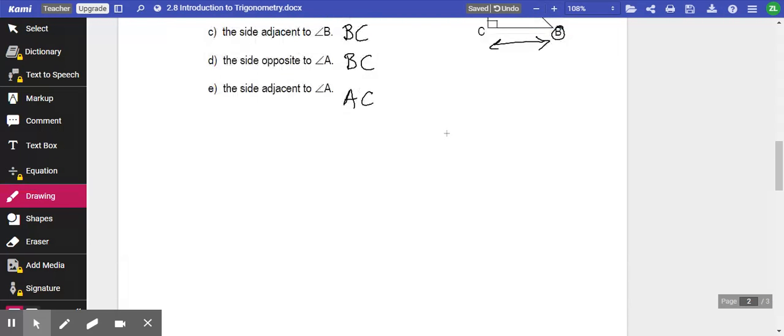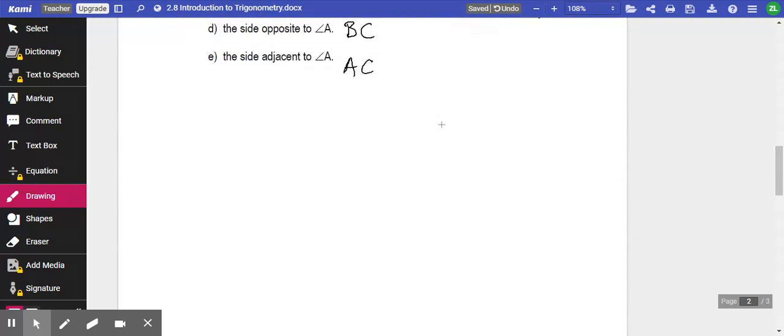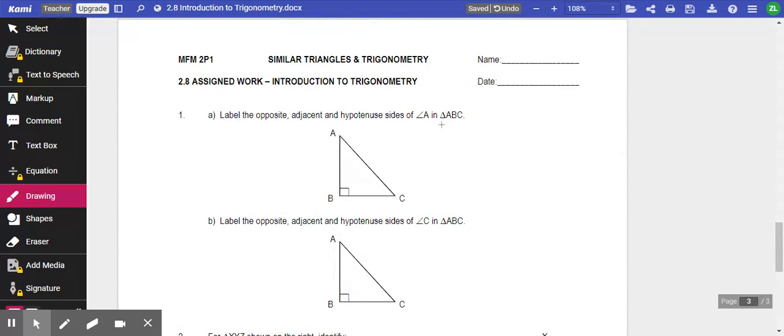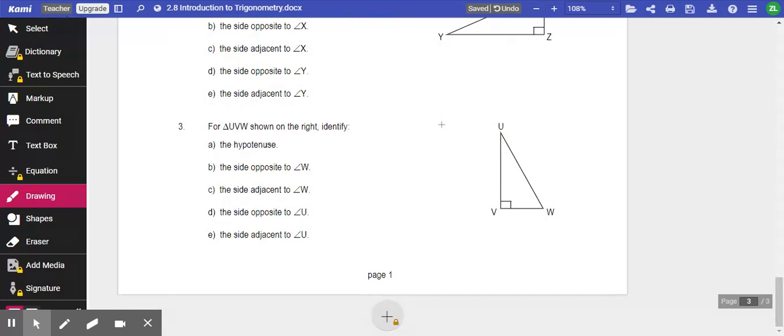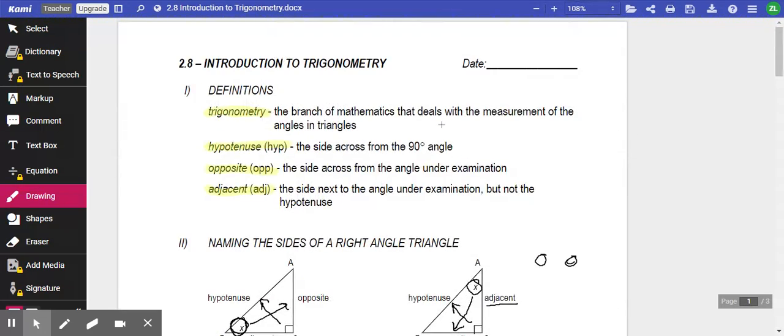So that is your lesson for today, 2.8, Introduction to Trigonometry. Your job is to complete 2.8, assigned work, Intro to Trigonometry. It's just one page, and that will set us up for the remainder of the unit.